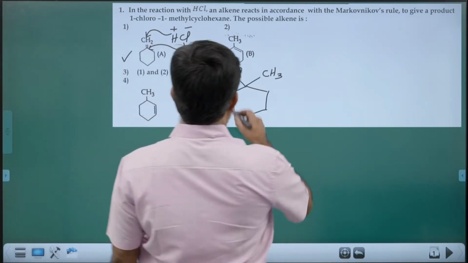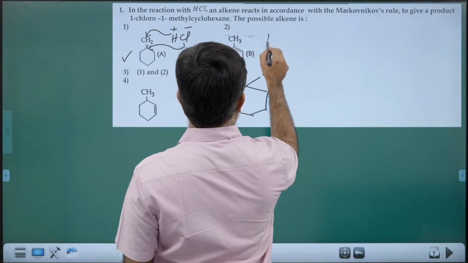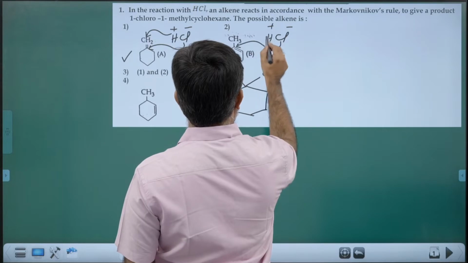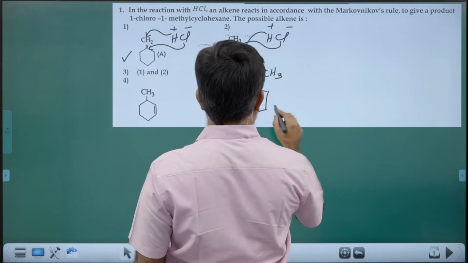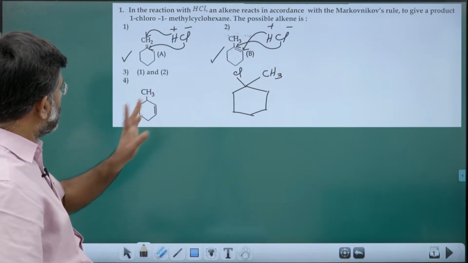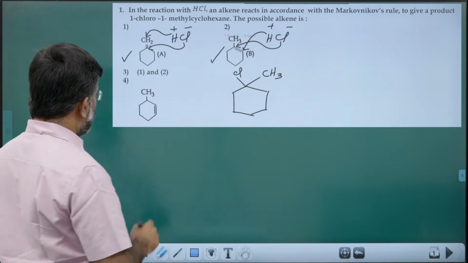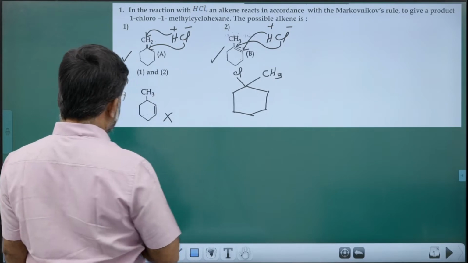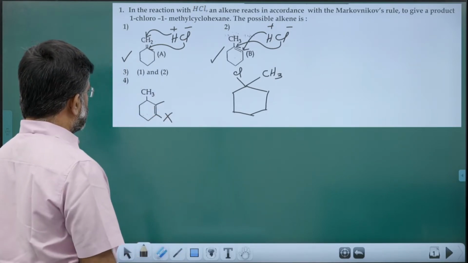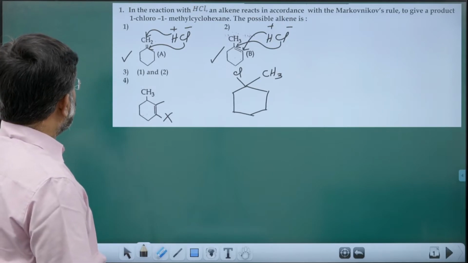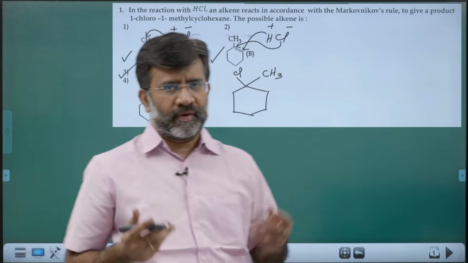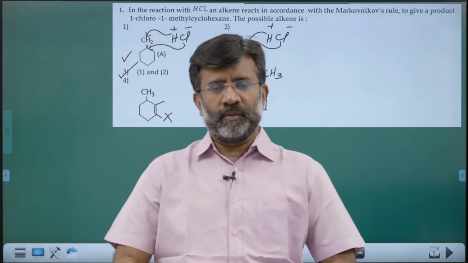Now there is a combination. This is possible. If you take HCl, the negative part will come here and the hydrogen will come here. You get this product. So 1 is possible, 2 is possible. What about 3? Here it is not possible because chlorine and hydrogen will occupy these positions. So the answer is third choice. 1 and 2 is the correct answer.